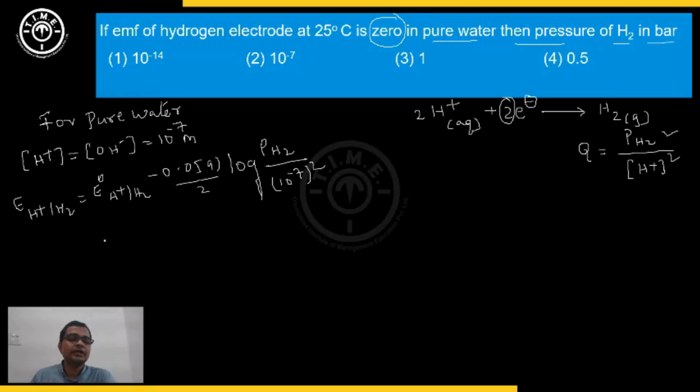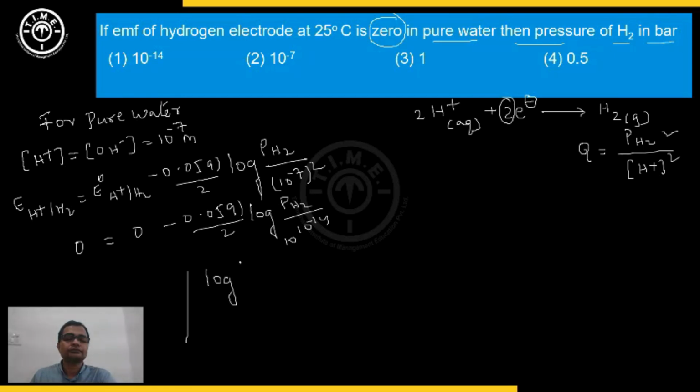Okay. Standard hydrogen electrode value is 0. EMF of the hydrogen electrode at 25 degrees centigrade is also given as 0. So, minus 0.0591 by 2 and log of partial pressure of hydrogen by 10 to the power of minus 14 is 10. Now what will you get here? Log of partial pressure of hydrogen by 10 to the power of minus 14.